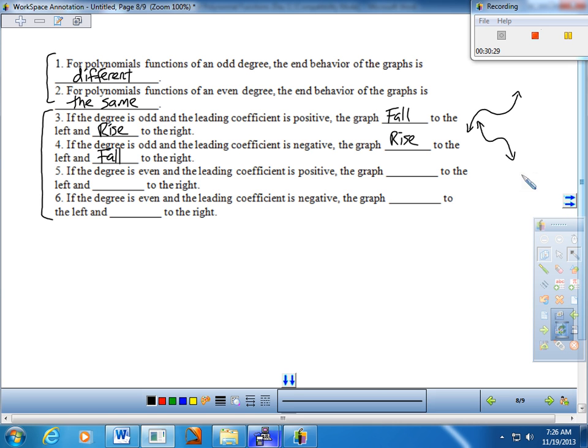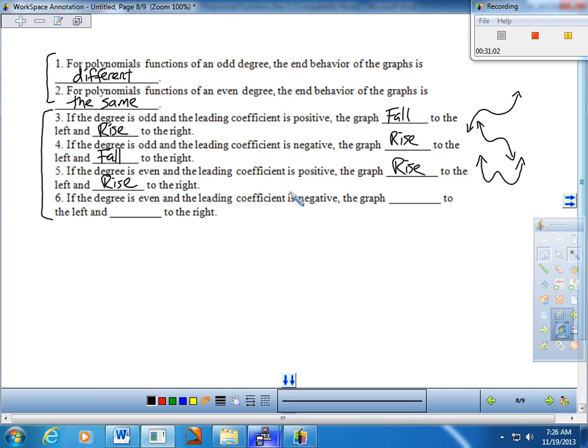Perfect. Let's fill in the last two. If the degree is even and the leading coefficient is positive, it's going to be rise, rise. Again, put that in a little more grammatically correct if you could, but it doesn't matter to me. Rise, rise is what we're looking for, and it might look something like this. That looks great. Rise, rise. And again, positive, think like it's going upward.